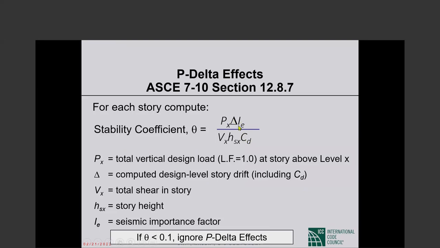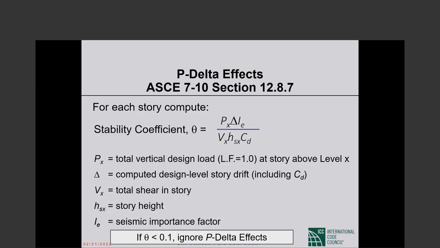And then in recent times, we have included the I factor in this expression, meaning we would like to calculate a larger stability coefficient for more important buildings, because that stability coefficient, again, we like to keep within limits that we believe will not cause instability of the structure. We want to play it safer for more important buildings. So the stability coefficient theta is given by this formula. If theta is less than 0.1, 10%, then P delta effects can be neglected.